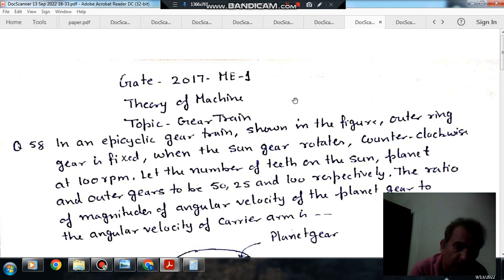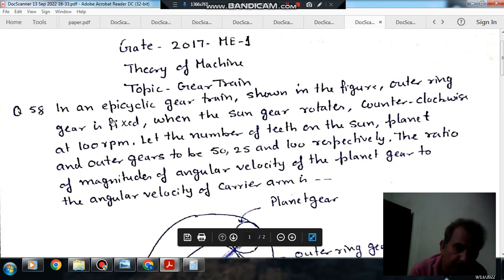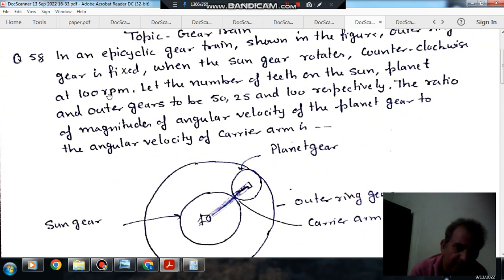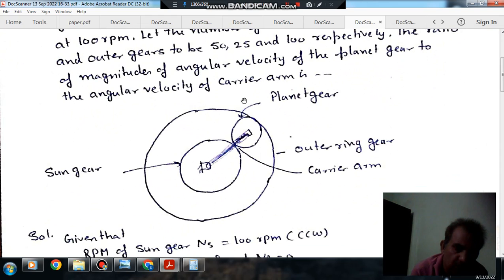Question number 58 from GATE 2017 ME-01. In an epicyclic gear train shown in the figure, the outer ring is fixed when the sun gear rotates counterclockwise at 100 rpm. Let the number of teeth on sun, planet, and outer gears be 50, 25, and 100 respectively. The ratio of magnitude of angular velocity of the planet gear to the angular velocity of carrier arm is dash.